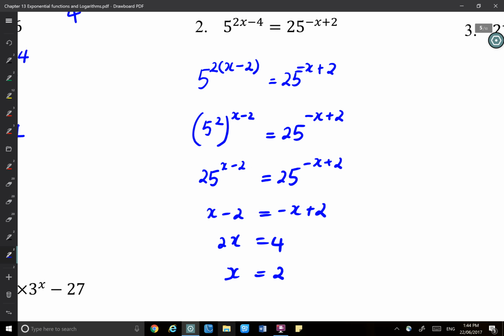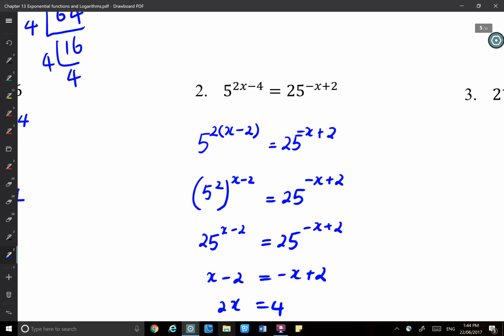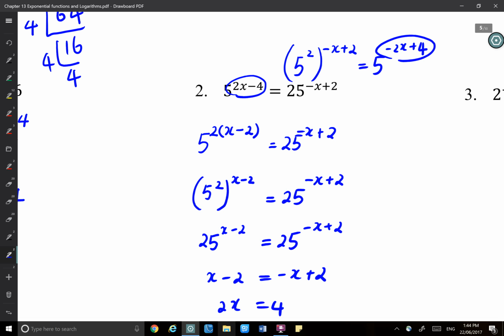Okay, we have x equals 2 in this case. Well, I can also make the base become 5. Each side I can say that's 5 to the power of 2, and then times this. And that equals 5 to the power of minus 2x plus 4. I can have that as well. Then that number equals that number. And you solve for it, that's still a 2.